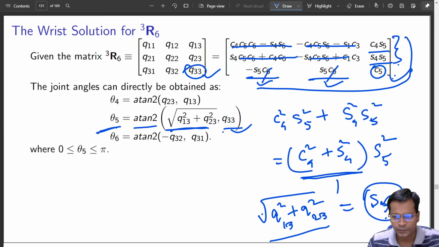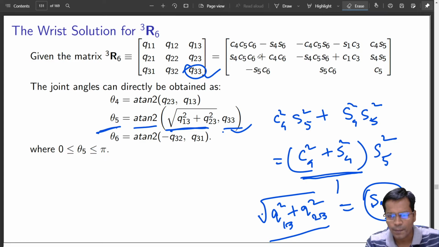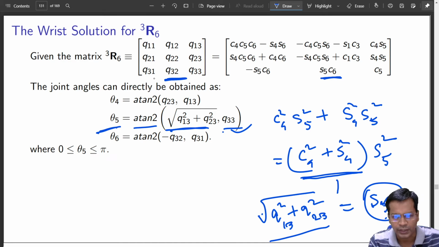Just a sec. There is some error in this. I don't know what. If somebody can figure it out for me. So it is using 3-2. Okay, just a sec. So what am I using? Q32, this term, and Q31, this term. Dividing them, I am getting theta 6.